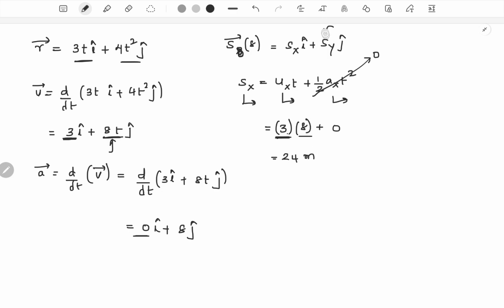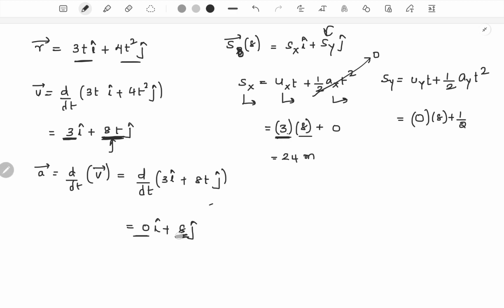Then let's calculate y component of displacement in the same amount of time. Sy is equal to uyt plus half ay t square. So initially at t is equal to 0, the y component of velocity would basically be 0. As you can see, it's 8t. If you substitute t is equal to 0, we'll get initial y component of velocity as 0 plus, and as you can see, the y component of acceleration is constant here. So hence I can use these kinematic equations for calculating y component of displacement.